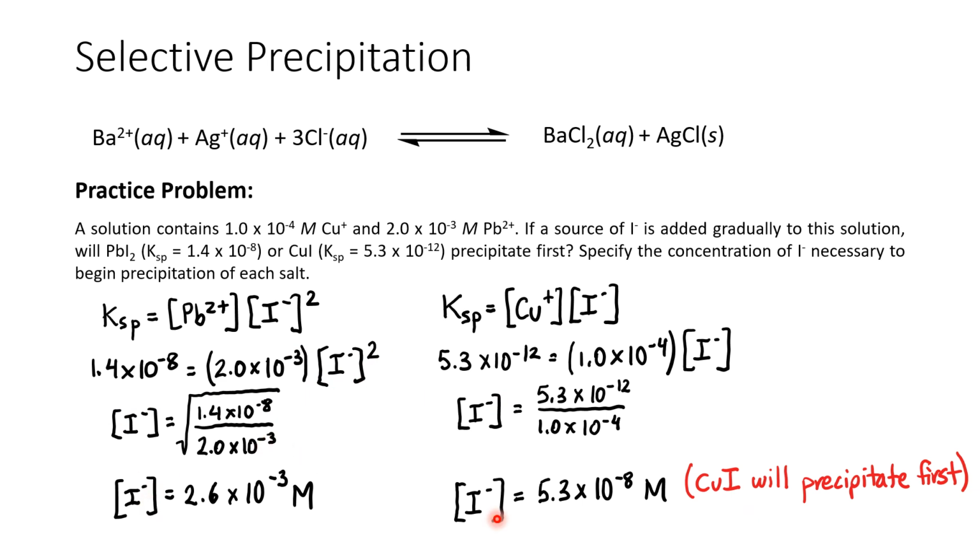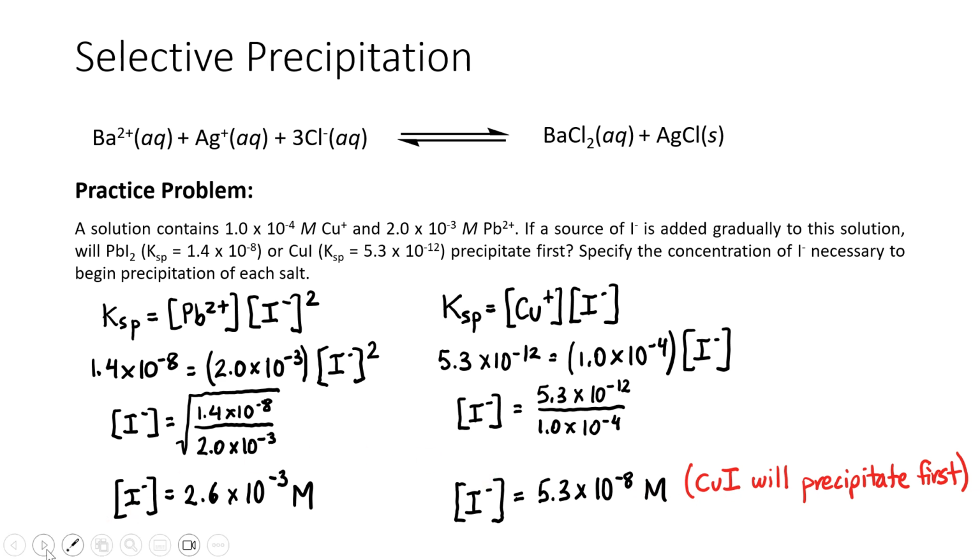What you'll notice is that when you solve for I minus, this one's smaller than this one. So what is this telling you? That means you need this amount of I minus to start precipitating the copper iodide, and you need less I minus relative to this. You need more I minus relative to this to start precipitating the PbI2. So the bottom line is, because you need less iodide to precipitate this than this, the copper iodide will precipitate out first. Okay.